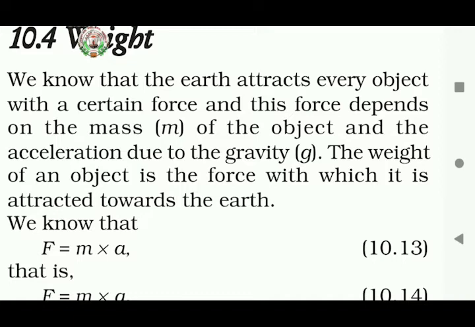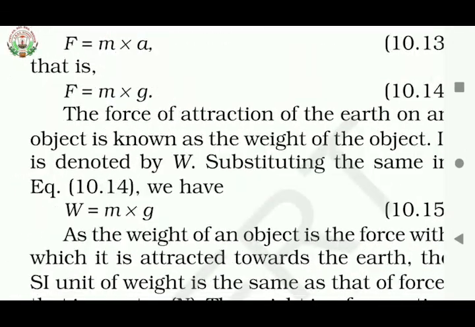We know that force is equal to mass into acceleration. That is, F is equal to m into a. The acceleration produced by the force of attraction of the earth is known as acceleration due to gravity and written as small g. Thus, the downward force acting on the body of mass m is given by F is equal to m into g, where g is the acceleration due to gravity.